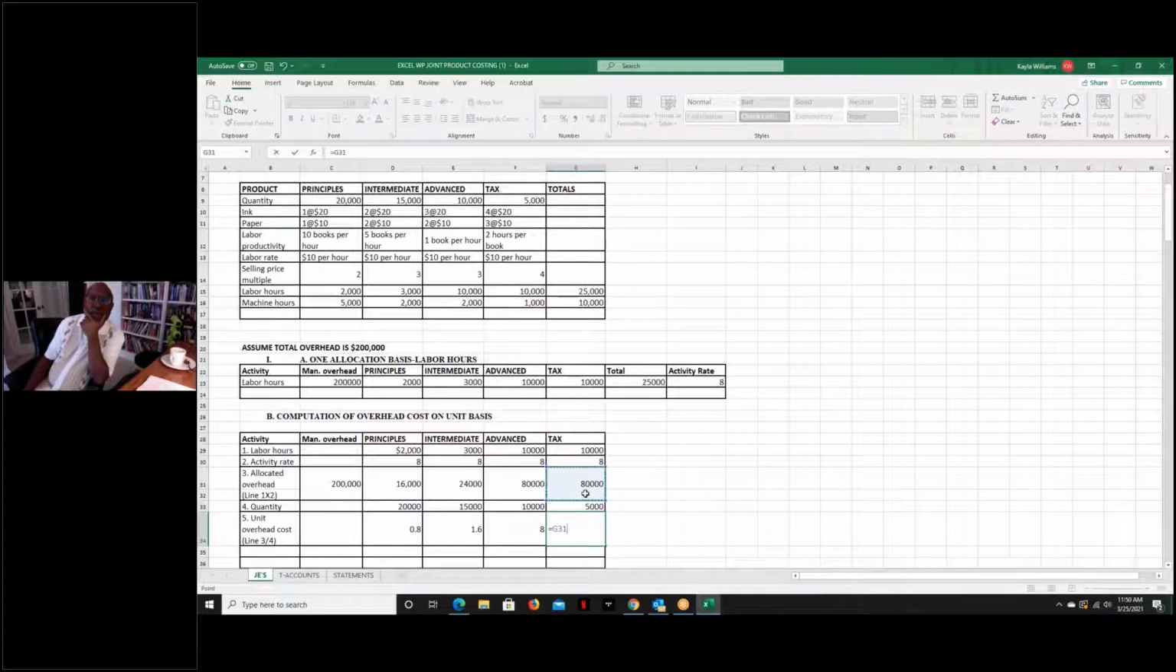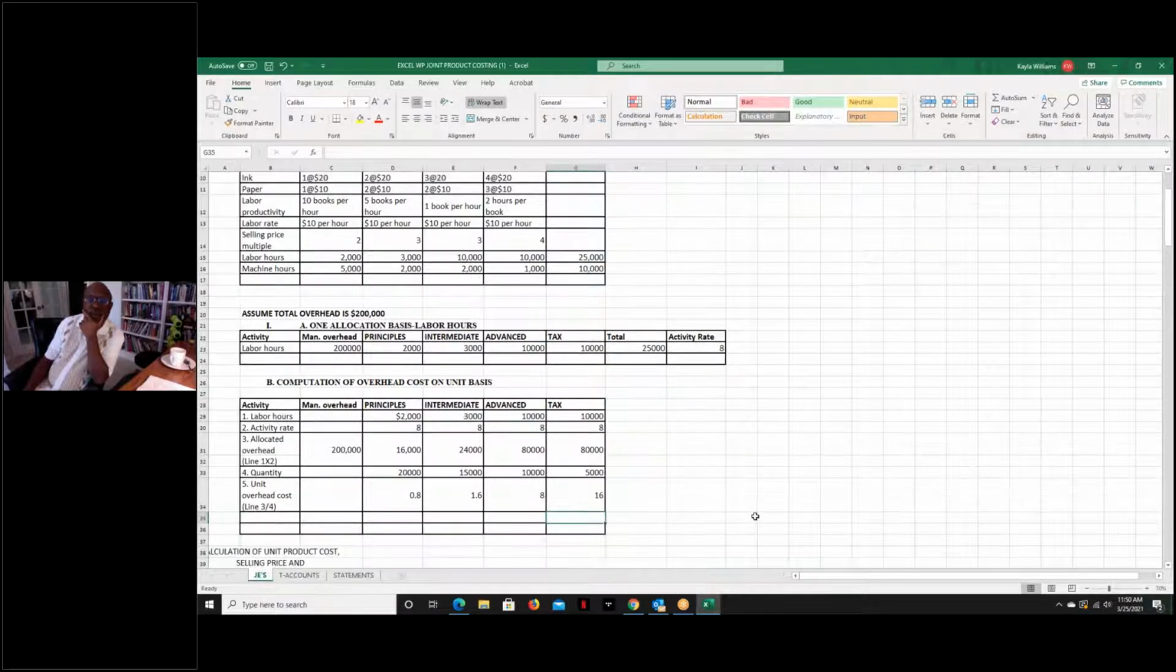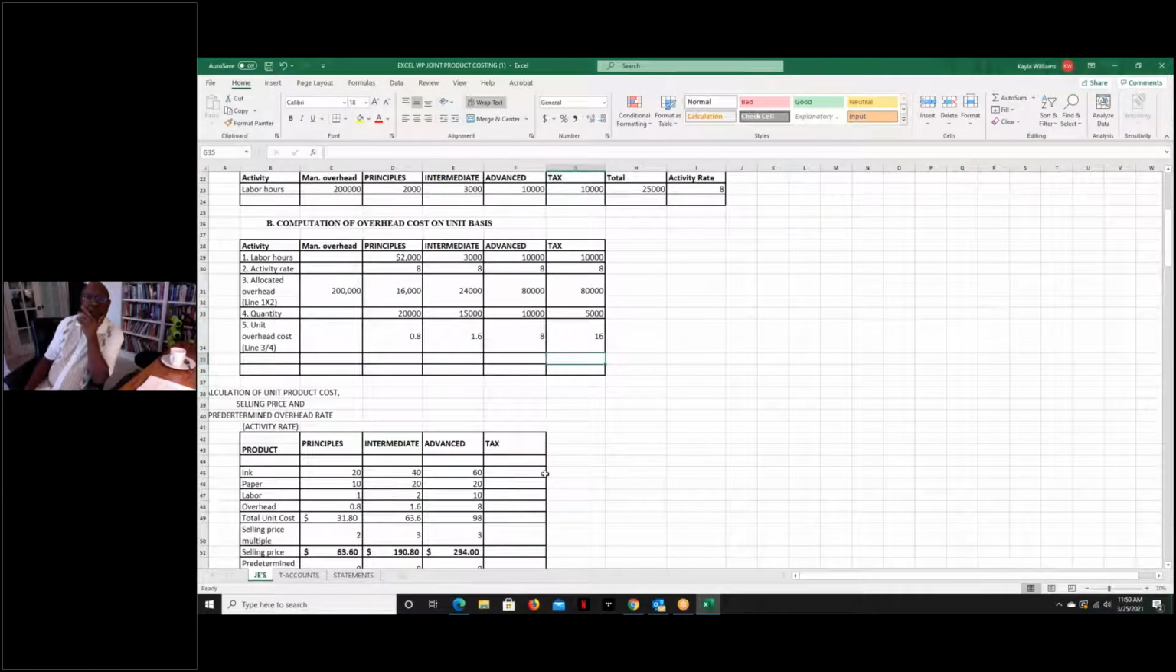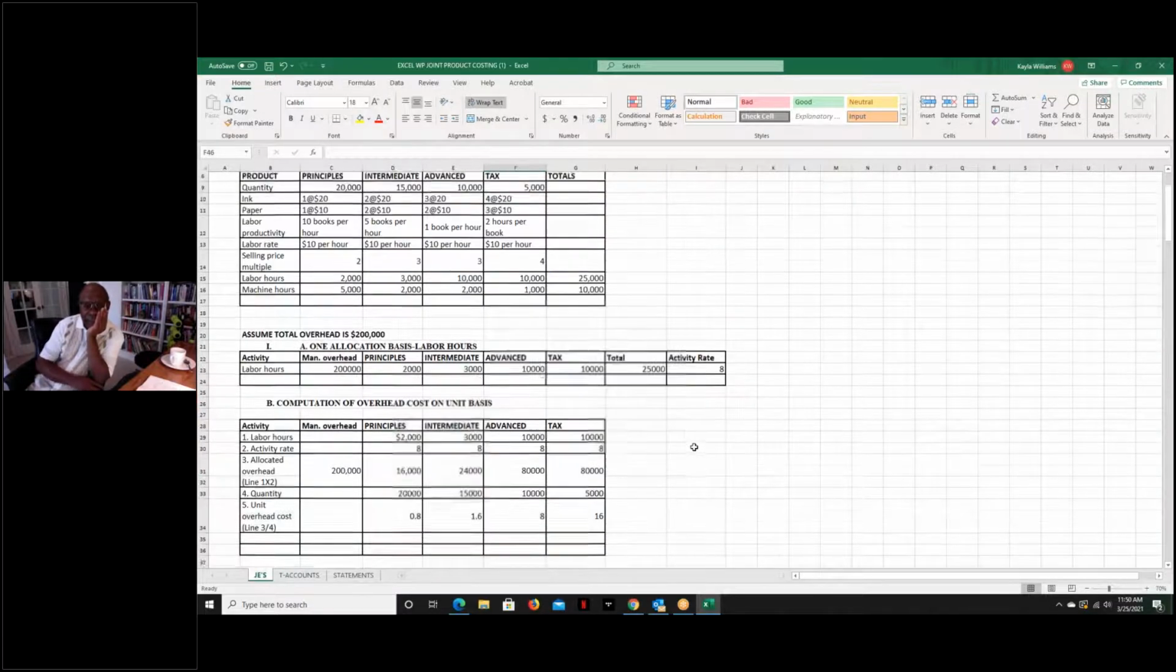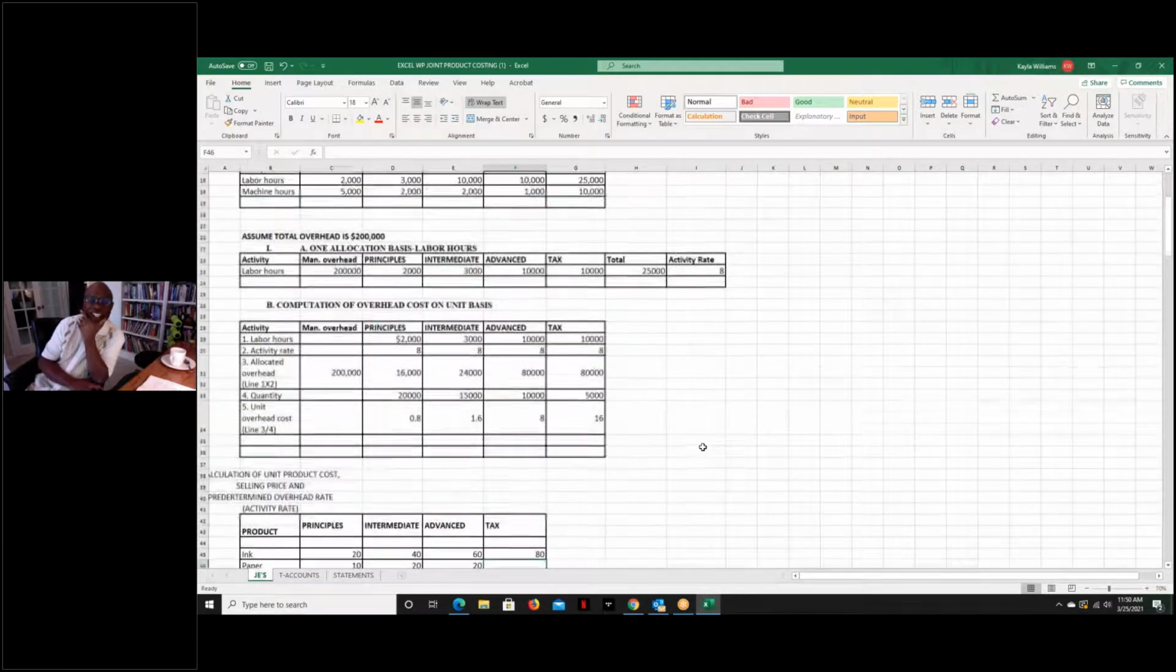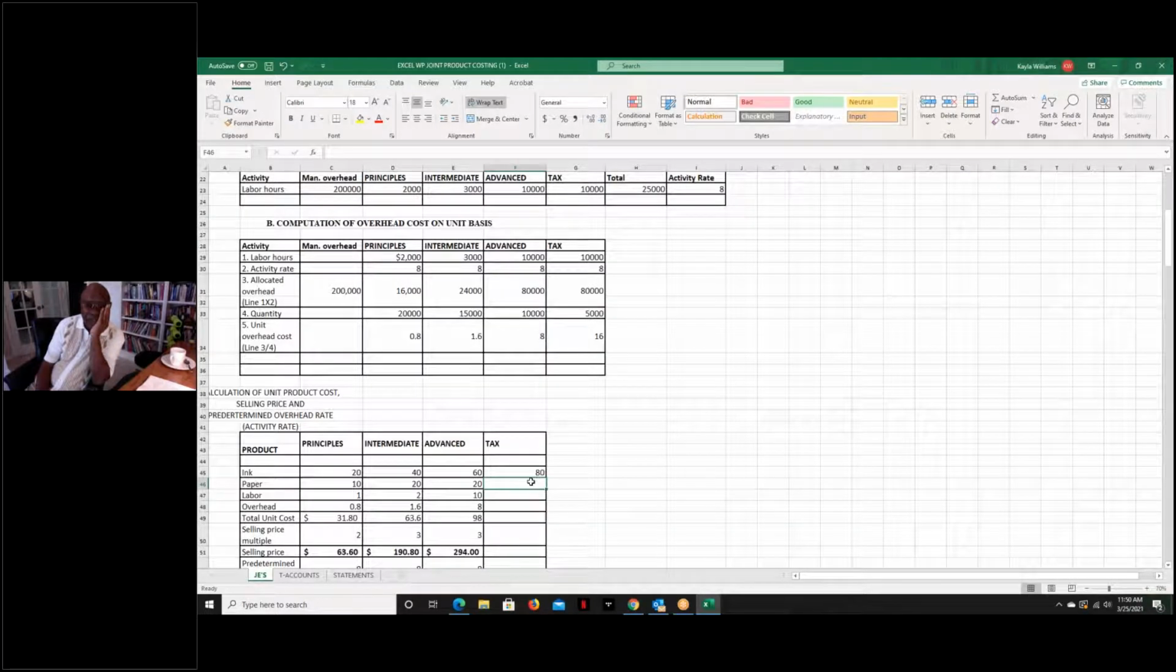Divide the 80,000 by 5,000. That's 16. Now I believe the ink was 4 at 20, so that's 80. And I believe the paper was 3 at 10. 30 at 10? Let me see. No, it was 3 at 10. Oh, so it was 30. I'm tripping, it's 3 at 10. You straight.